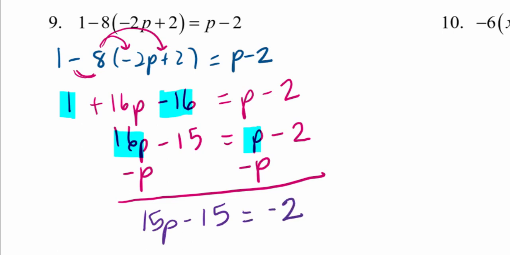Our next step will be to get those constants together on the right-hand side, right? Because we've got that negative 15 with that negative 2. So we're going to go ahead and add 15 to both sides.